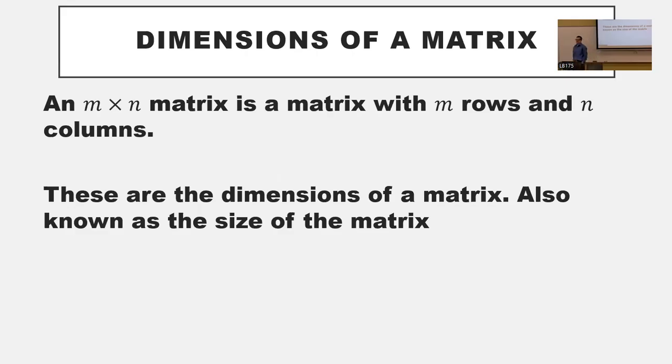We say that we have an M by N matrix if the matrix has M rows and N columns. Like I said, these are called the dimensions of the matrix. They're also called the size of the matrix. So the size or the dimensions of a matrix are telling you how many rows and columns it has. So it's an array of numbers, the size of which is the number of rows and the number of columns.